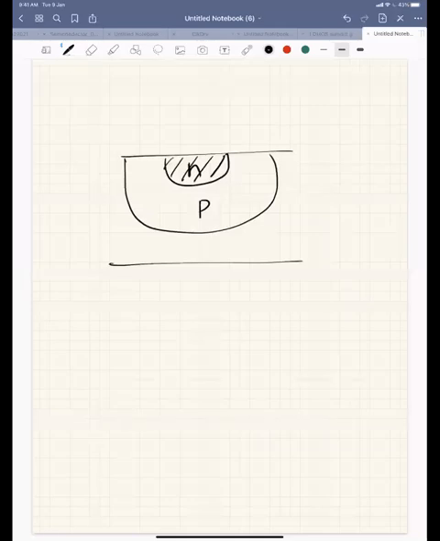Let's say I have a PN junction or NP junction. This is the N region and this is the P region. We are assuming that the doping in the N region is the same throughout, and the doping in the P region is the same. That means I have uniform doping in the N region and uniform doping in the P region, right? But that is not the case.